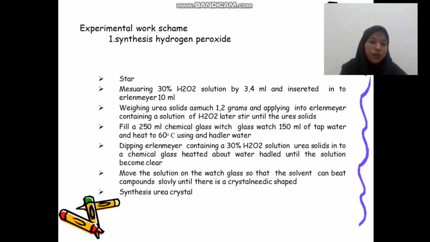Fill a 250 ml beaker glass with 150 ml of tap water and heat it to 60 degrees Celsius using a hot plate. Dip the Erlenmeyer containing the 30% H2O2 solution and urea solids into the heated water until the solution becomes clear. Move the solution onto the watch glass so that the solvent can evaporate slowly until crystals form, and the urea hydrogen peroxide crystal is synthesized.